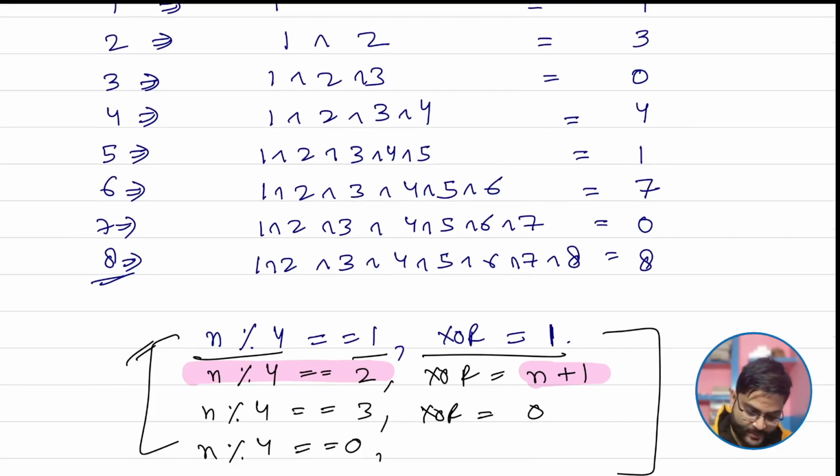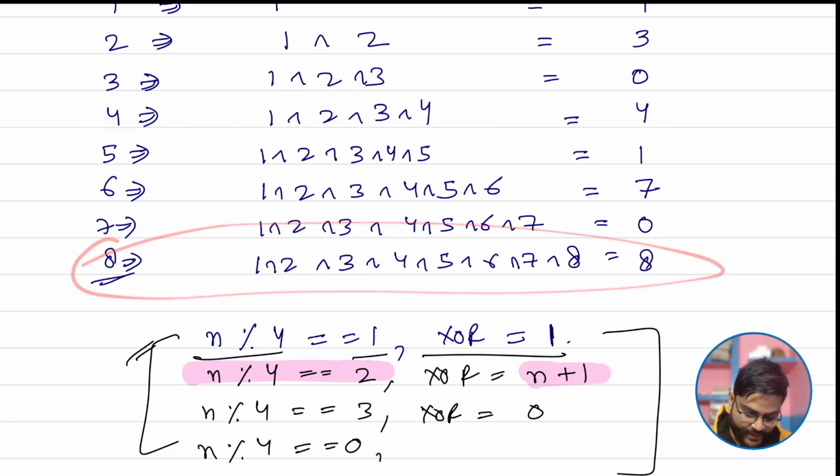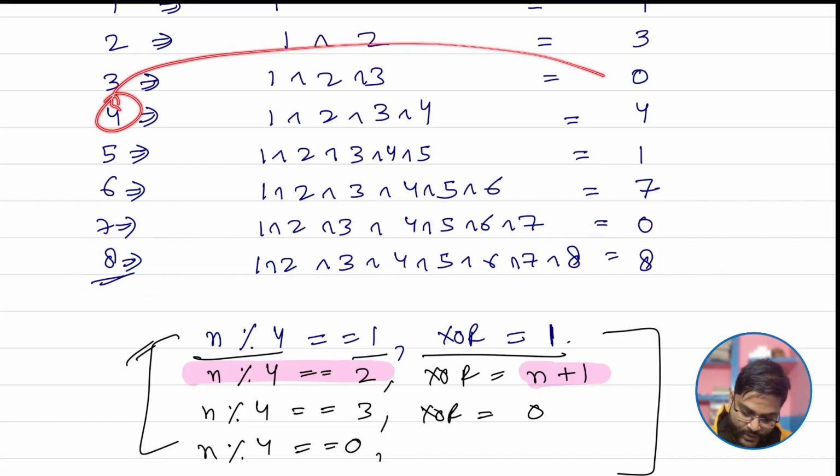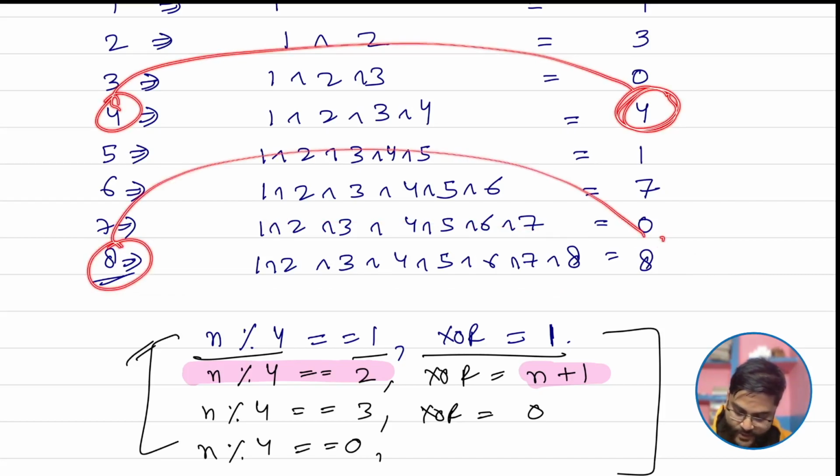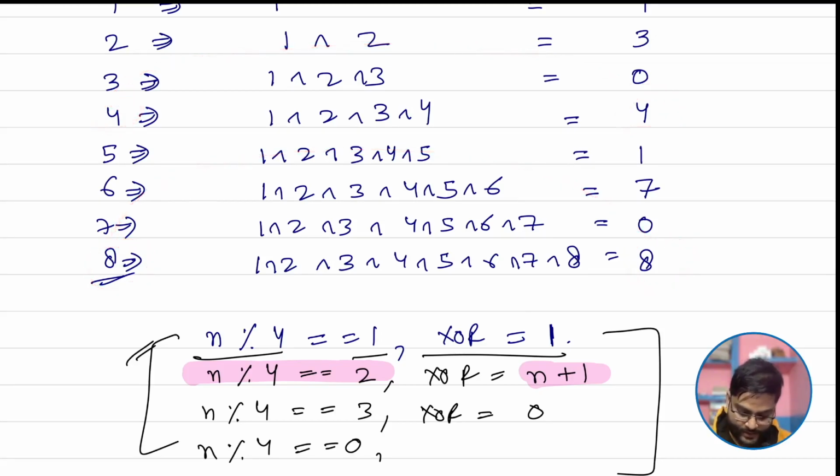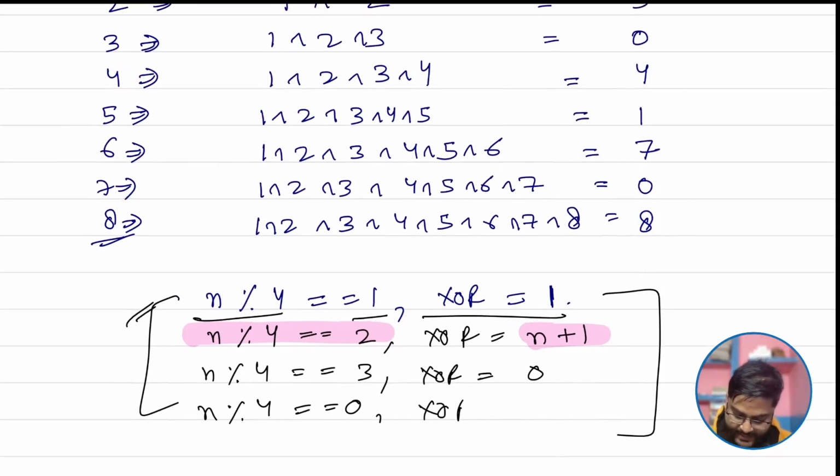Similarly, if you take n mod 4 equals to 0, for this case as well as for this case: if my n is 4, my XOR is 4. If my n is 8, my XOR is 8. So this will be nothing but the same as my n.